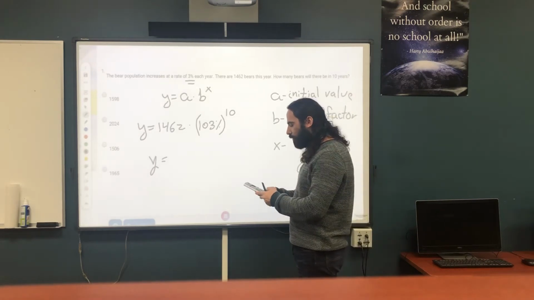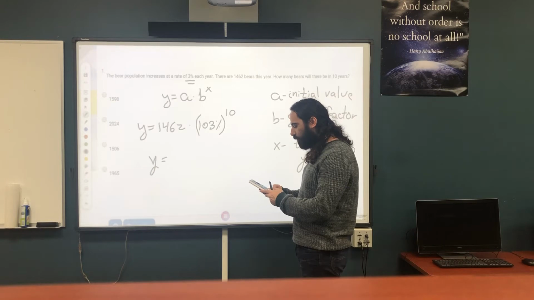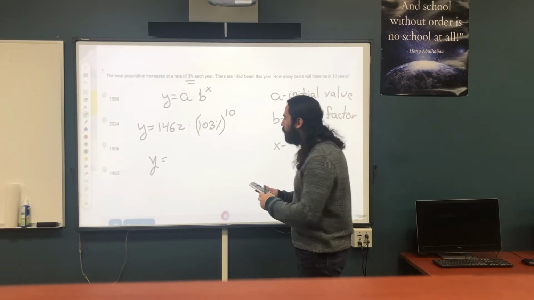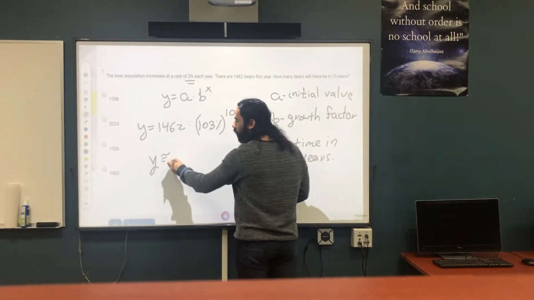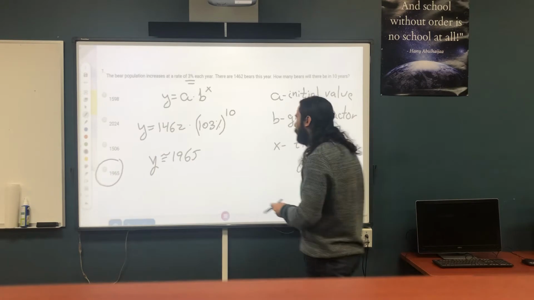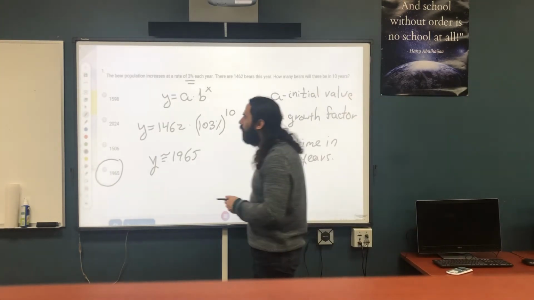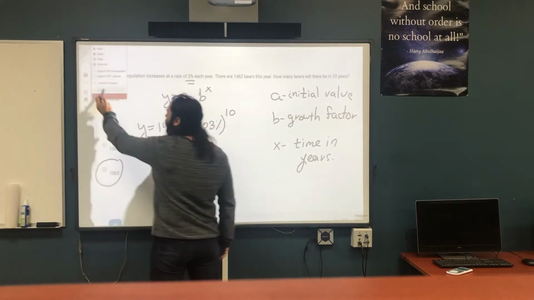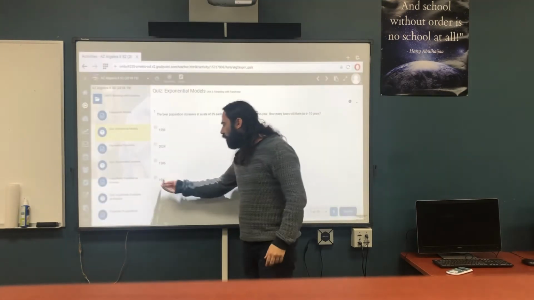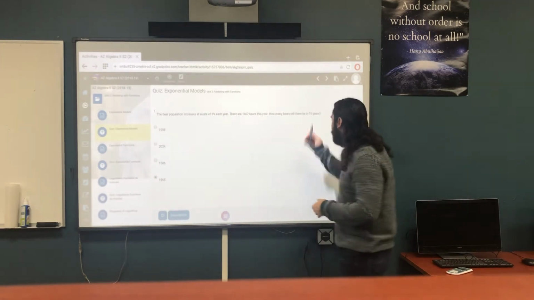So it's going to be 1,462 times 1.03 to the power of 10. The answer is about 1965. And this is the answer. That's the first question. Some of the questions are going to be really similar to this one. So I'm going to have 1965 bears after 10 years.